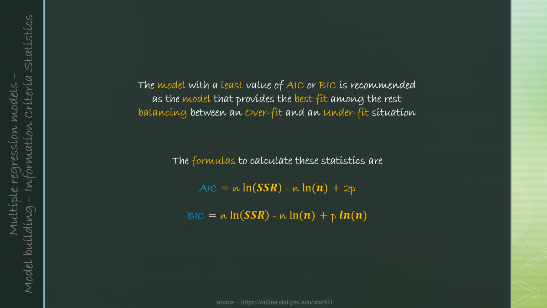The formulas to calculate the statistics are: AIC equals the sample size n multiplied by the natural logarithm of the residual sum of squares SSR, minus n multiplied by the natural logarithm of n, plus 2 multiplied by the number of predictors included in the model plus 1, which is P. BIC equals n multiplied by the natural logarithm of SSR, minus n multiplied by the natural logarithm of n, plus P multiplied by the natural logarithm of n.